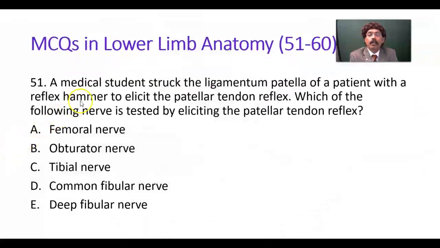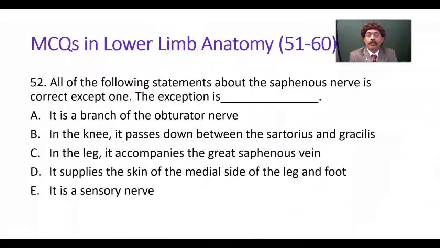The first one, again, answer was A, femoral nerve for the patellar tendon reflex. This is the deep tendon reflex. It is tested by hitting on the ligamentum patellae, and we look at the functions of the femoral nerve, and we also look for the lumbar 2, 3, 4 segment of the spinal cord function. Okay, we got that. Saphenous nerve is a branch of the femoral nerve.